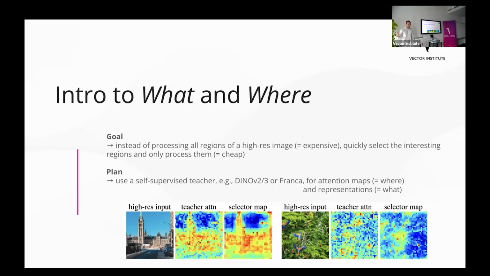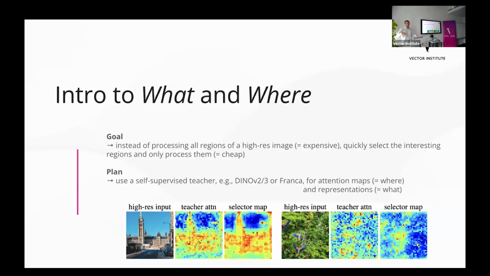So our plan is to use a self-supervised teacher, for example, DINOv2 or DINOv3 or Franca, for attention maps of where to look or where to process in the image, and then representations, which are what is actually in the image.